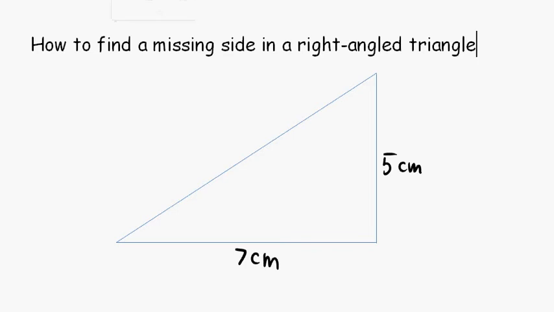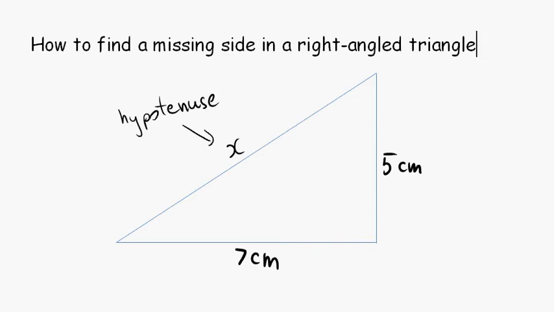Now whenever something in mathematics is missing, we usually call it x. Now you have to remember that the right angled triangle has three sides, one of which is the longest side, and this longest side is always called the hypotenuse. As you can see, in this particular case, the hypotenuse is the missing side.